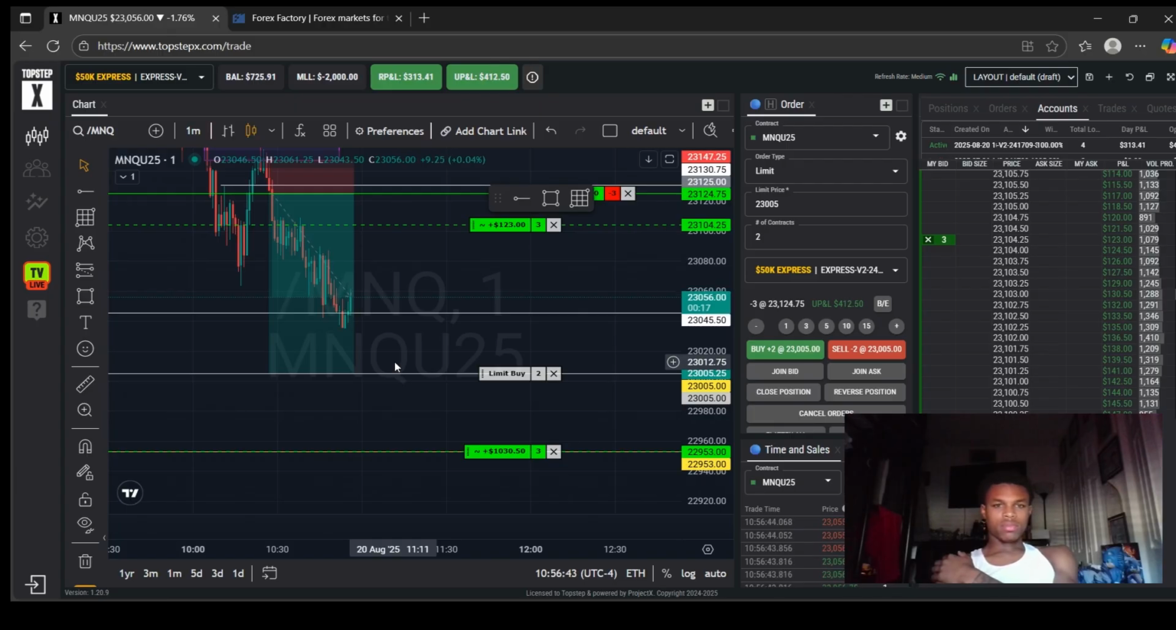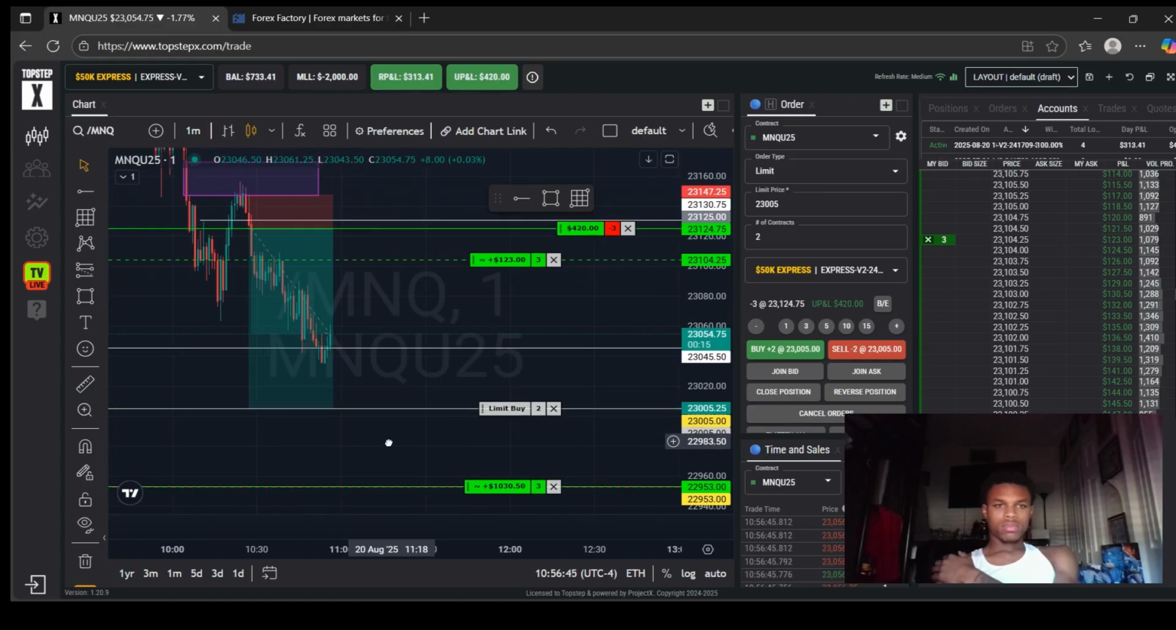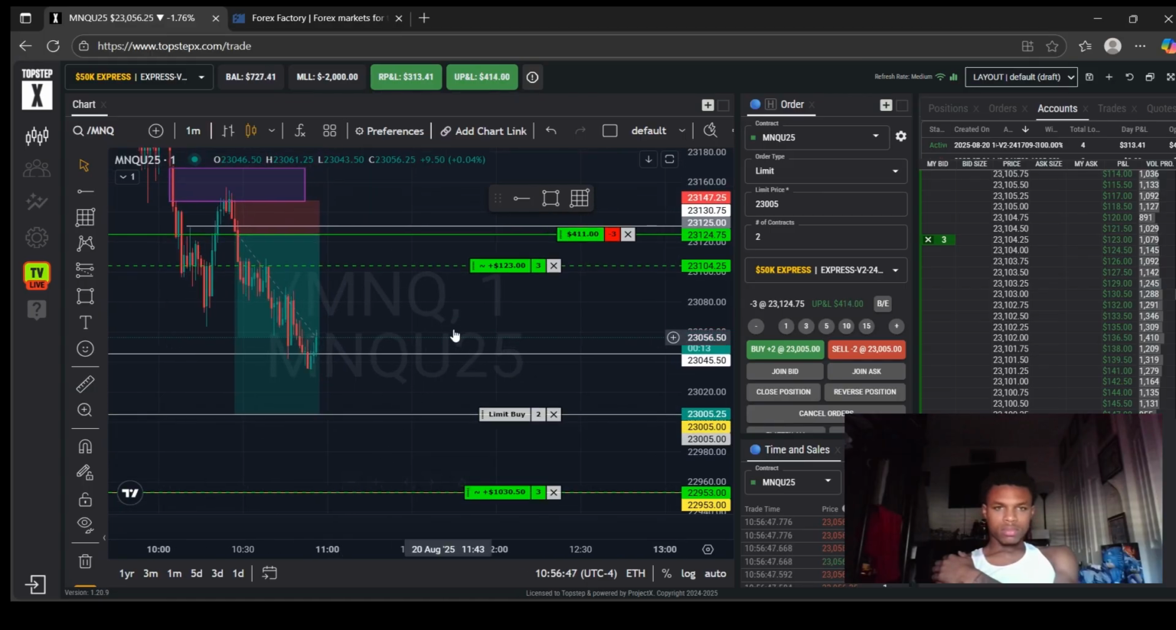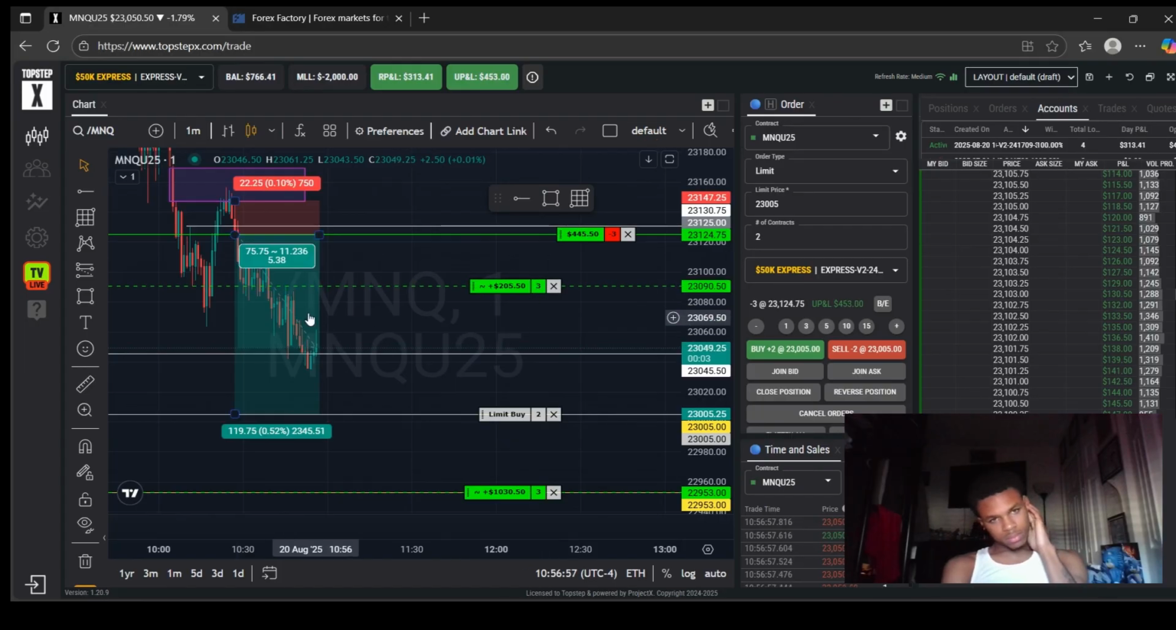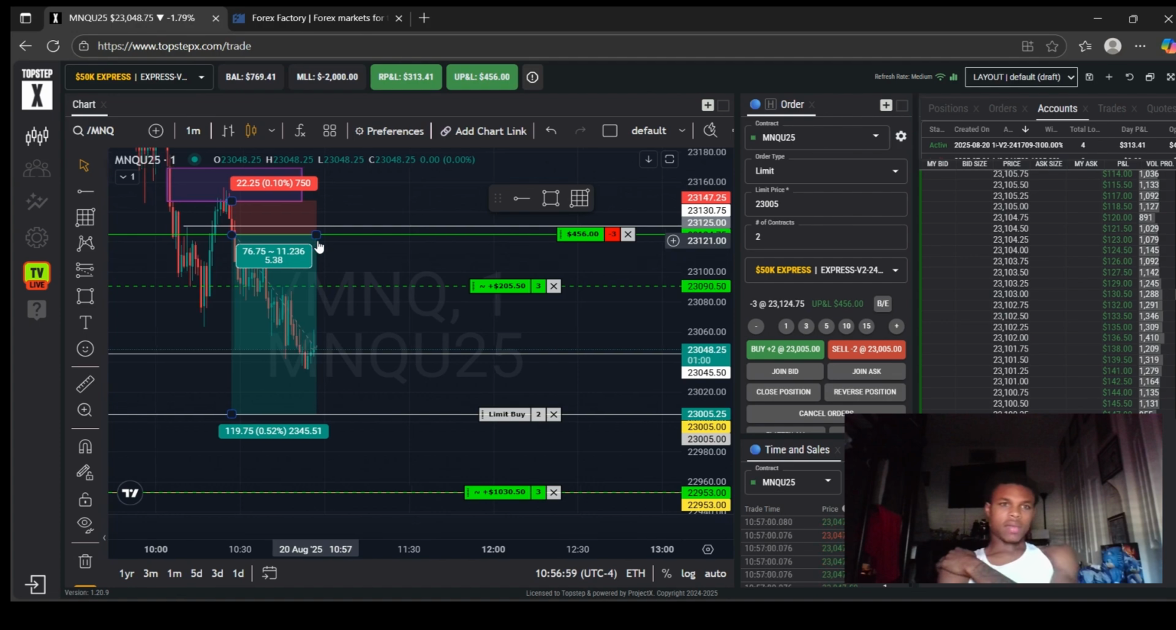How much are we up? Trail stop to this high. So if we get stopped out, we're up 500 today.